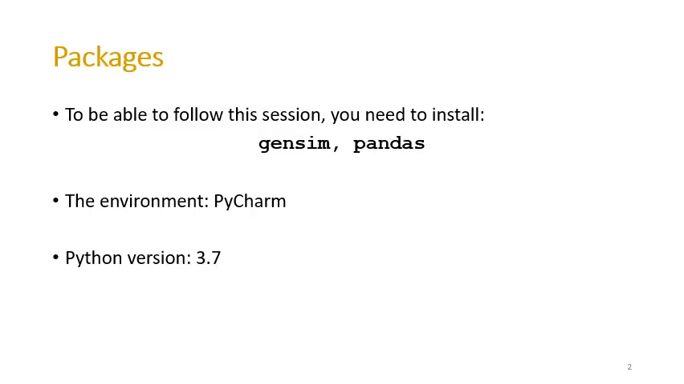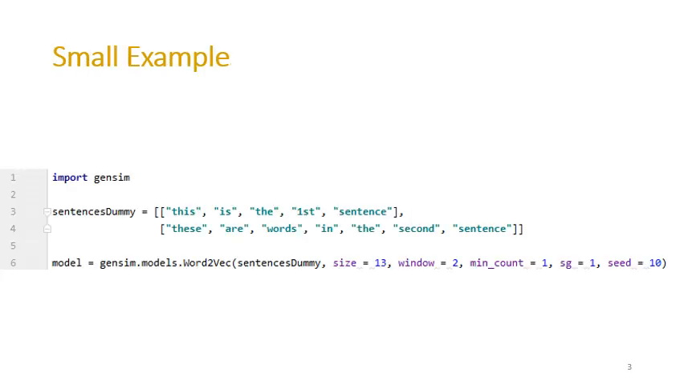To be able to follow the examples in the session, you will need to install two packages. The first is called Gensim and the other is called Pandas. The environment that I use is PyCharm, and the Python version is 3.7. If you fail to install one of the packages, sometimes the reason is the Python version. Some packages no longer work in Python version 2.